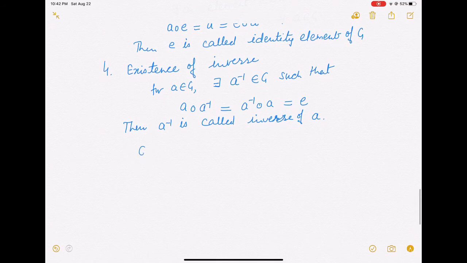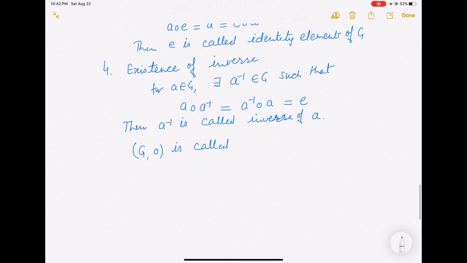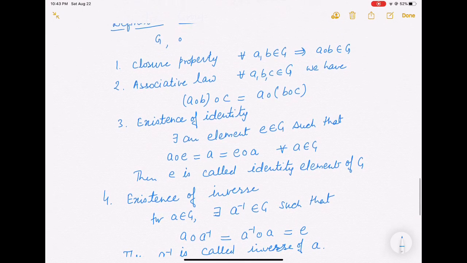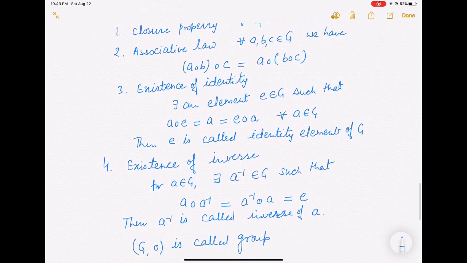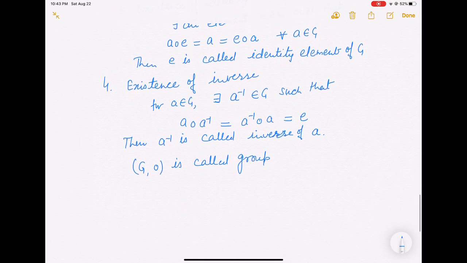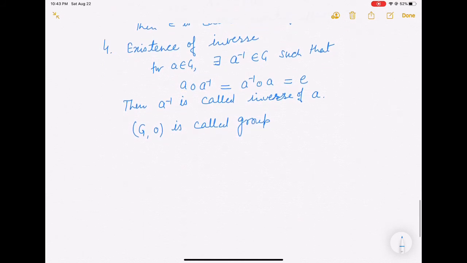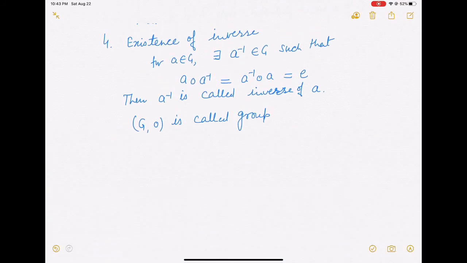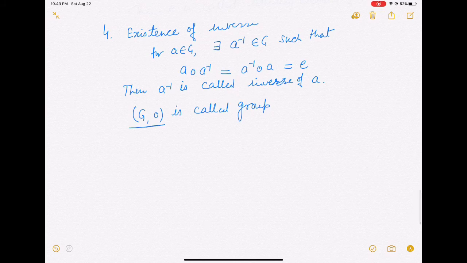So G with respect to this operation is called a group if all these four properties, closure property, associative property, existence of identity, and existence of inverse, hold in G. So any non-empty set G with an operation forms an algebraic structure.